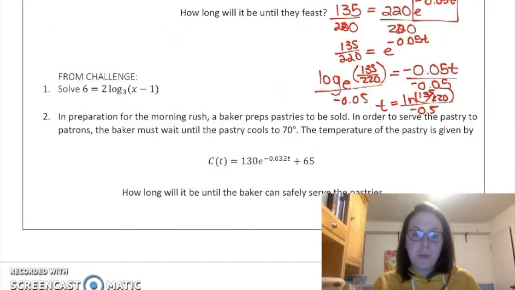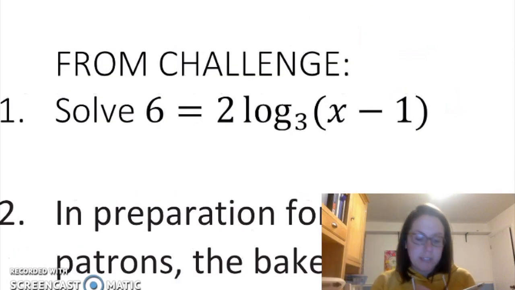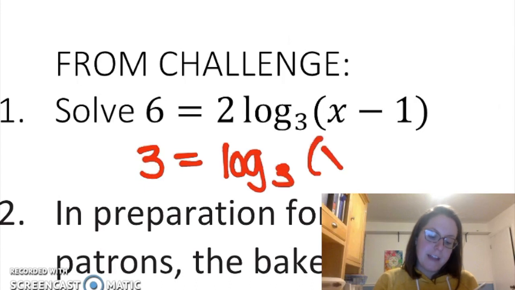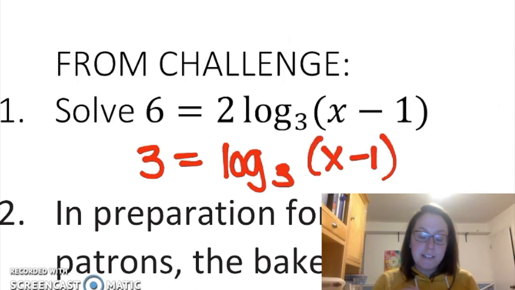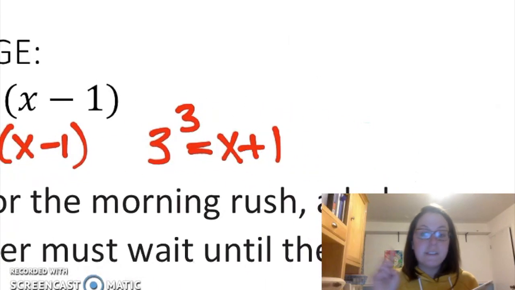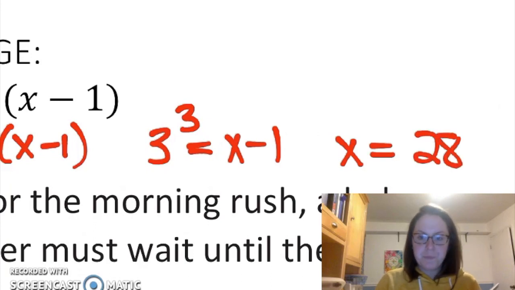Okay, these were the two we did in class, the challenge ones. For this one, I'm going to divide both sides by 2. That gives me 3 log base 3 of x minus 1. Now that's isolated, so I can convert. So 3 to the third equals x minus 1. 3 to the third is not 9. It is 27. So, I'm sorry, that's a minus 1. So x should be 28.